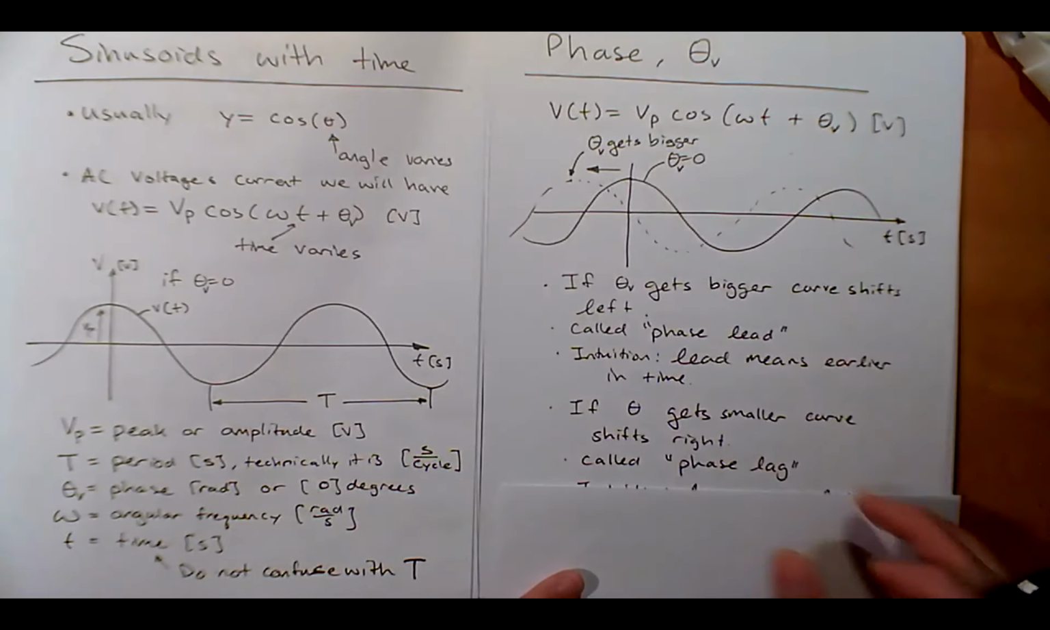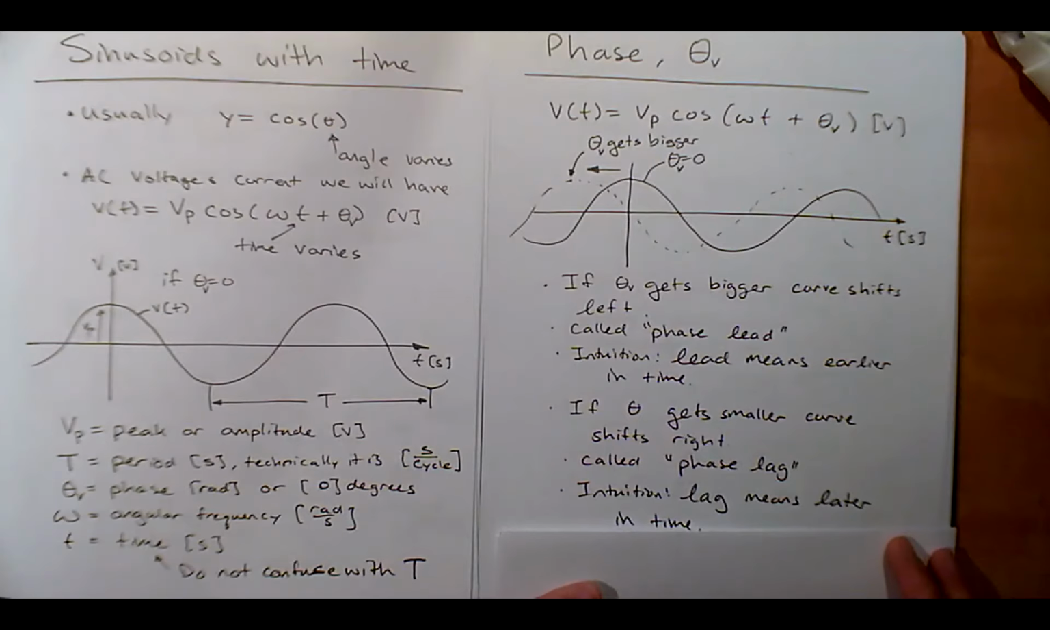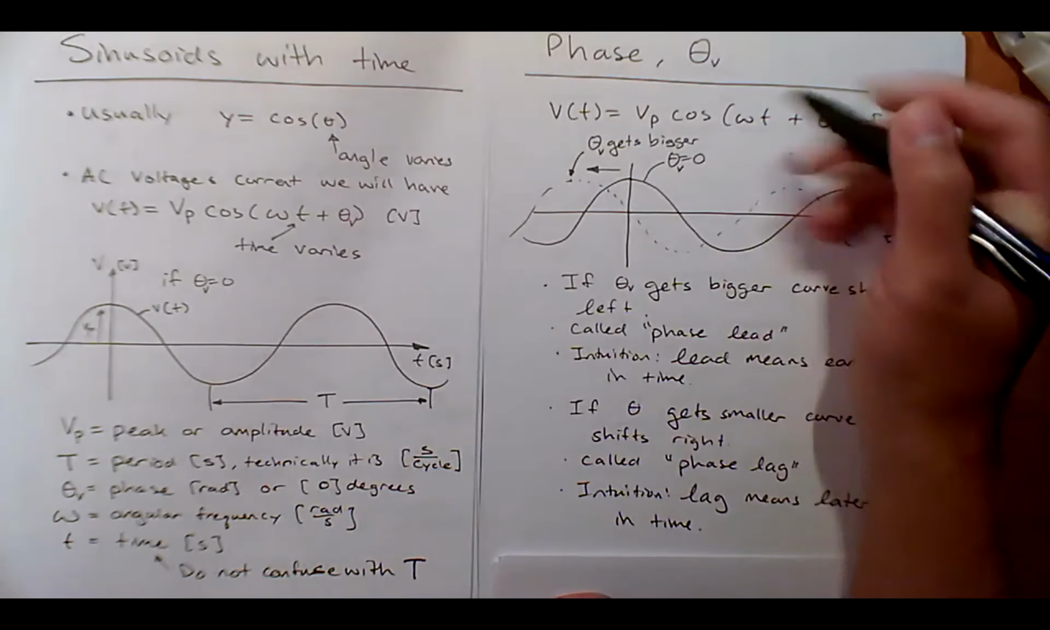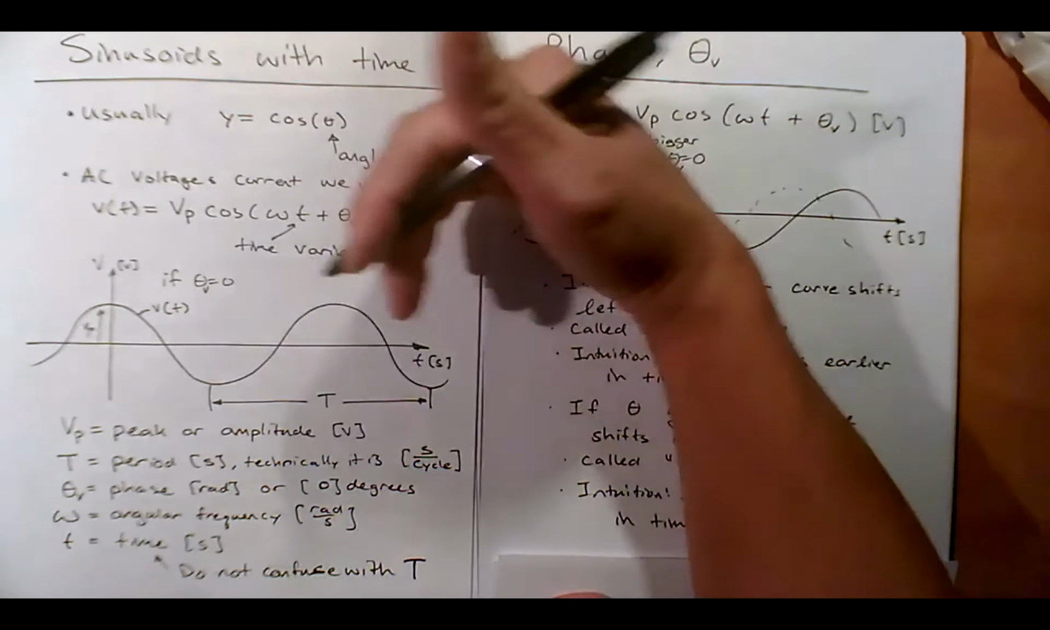Now if theta became smaller, and in this case negative, what would happen? It would shift to the right. We call that phase lag. That's how we call it on the streets, phase lag. And lag means it comes later in time. Okay, so phase lead, phase lag. Bigger theta shifts to the left. Smaller theta shifts to the right.